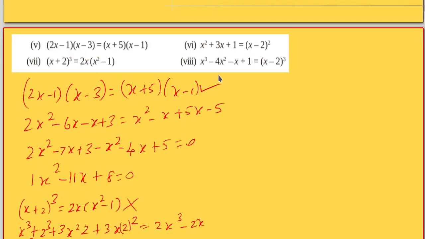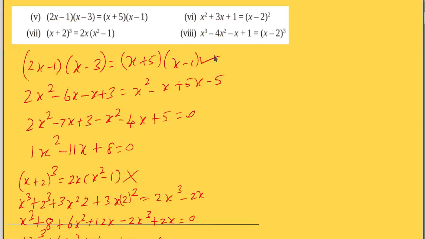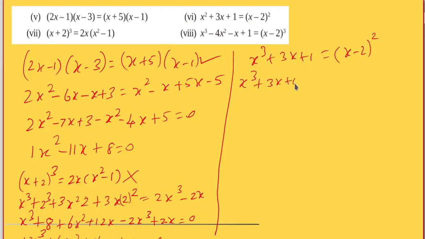Next, third question, sixth question. X cube plus 3x plus 1 equal to x minus 2 the whole square. Okay, so x cube plus 3x plus 1, and this side if we expand, x square minus 4x plus 4 we will get. So the 2ab term becomes 2 into a into b. So 2 into a is x, b is minus 2. So 2 2s are 4, we will get minus 4x, plus 2 square becomes 4. This is a square, b square, and the 2ab term.